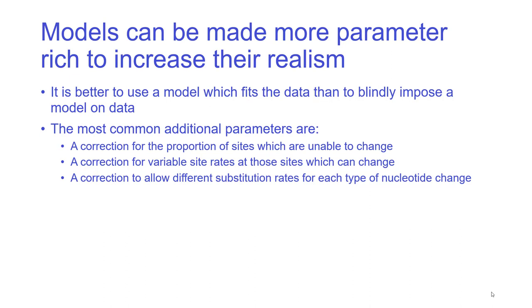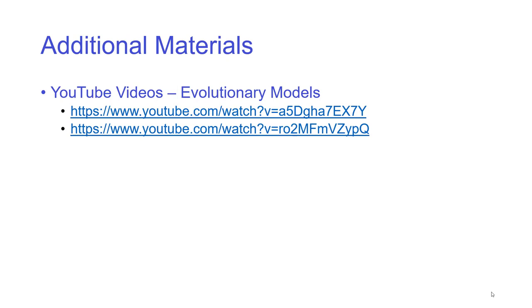Jukes-Cantor is very basic. It's better to use a more realistic model, and you can do more realistic models when you have more data. The more data you have, the more variables you can calculate and fit to your model, because you've got more data to support the creation of that model. So we can go from Jukes-Cantor to more complicated things, and eventually when you've got hundreds or thousands of sequences, then it makes sense to use the general time reversible model. If you want to look into this in more depth, there's a couple of very good YouTube videos going through evolutionary models.